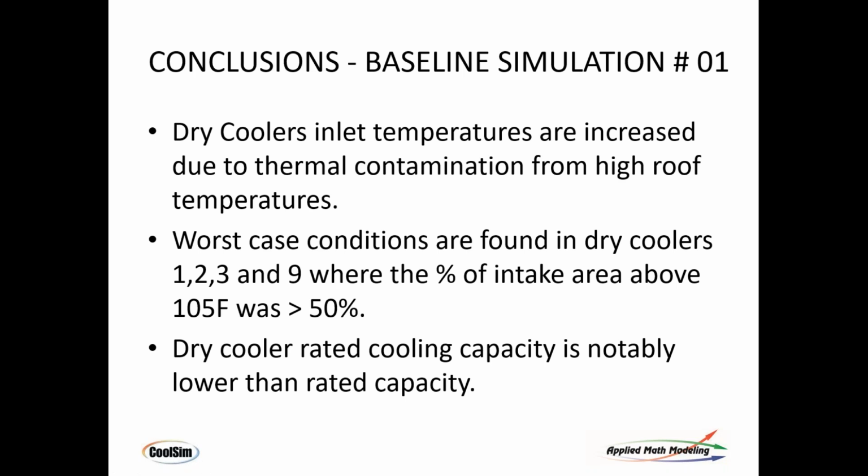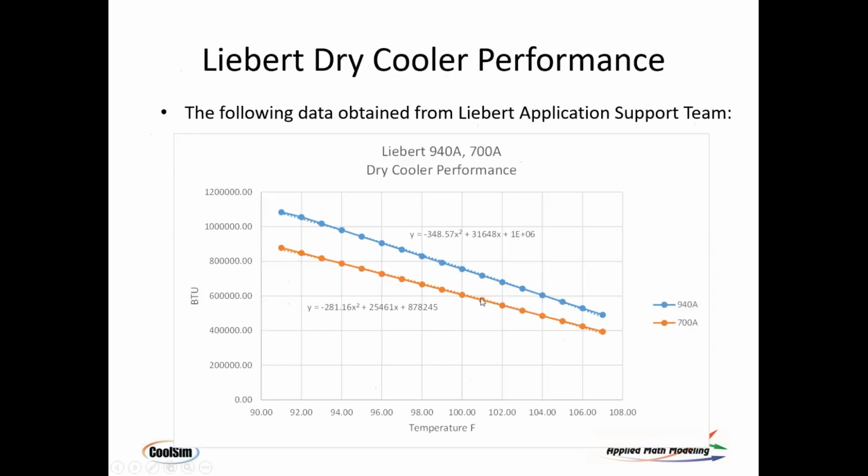Now, roofs in this case were black. It was a black roof, and a lot of them are. And you've got solar loading that's causing this effect as well. The result is the cooler capacity, the dry cooler capacity drops off rather quickly.